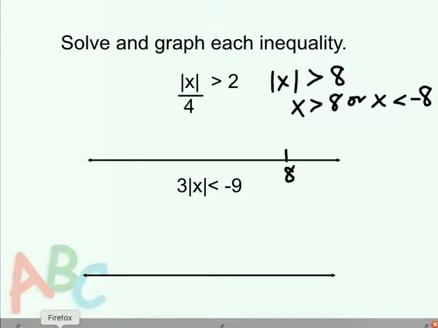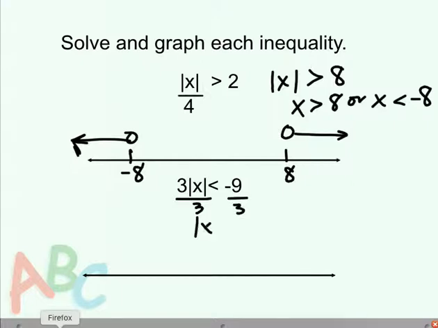So I have 8, negative 8. We're going to have open dots going away from each other. And similarly here, I'm going to divide by 3 on each side and get absolute value of x is less than negative 3.